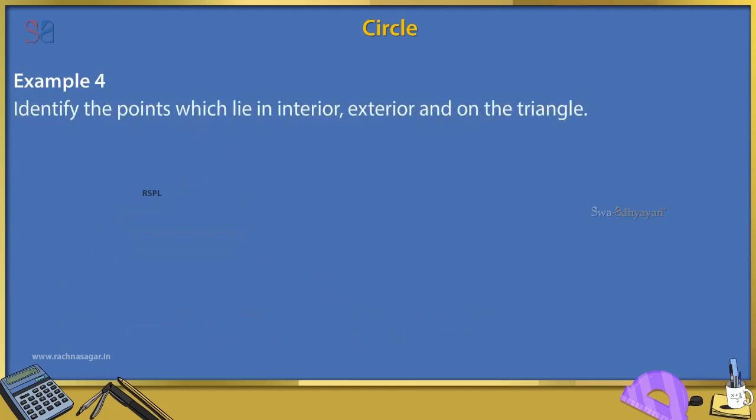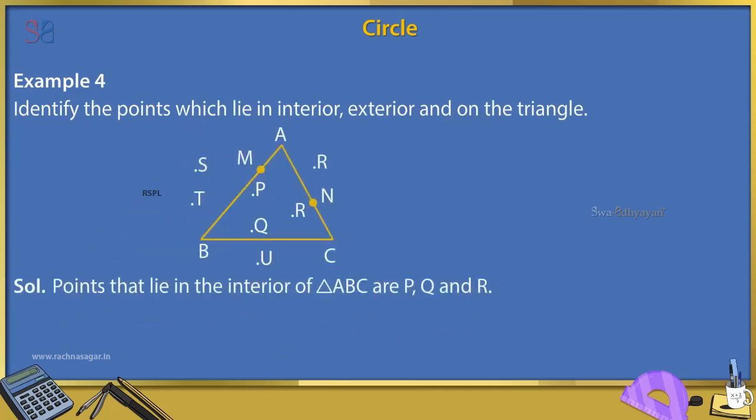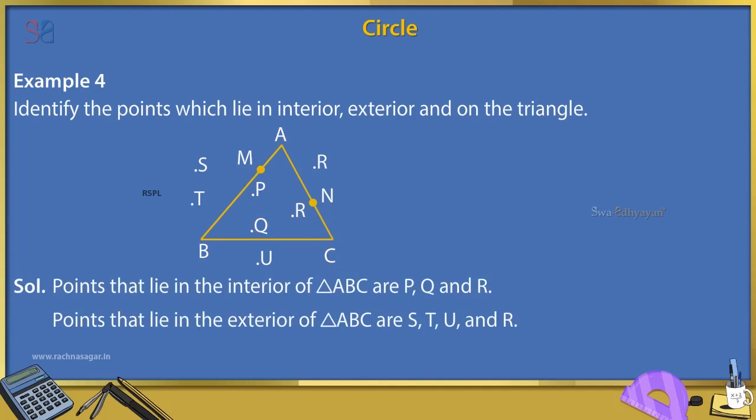Example 4. Identify the points which lie in the interior, exterior and on the triangle. Solution. Points that lie in the interior of triangle ABC are P, Q and R. Points that lie in the exterior of triangle ABC are S, T, U and R. Points that lie on triangle ABC are M and N.